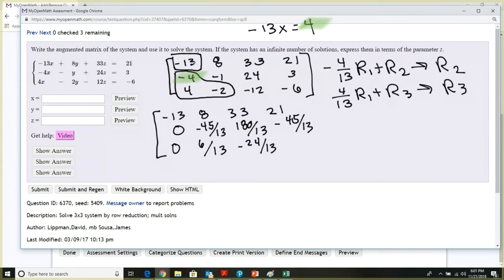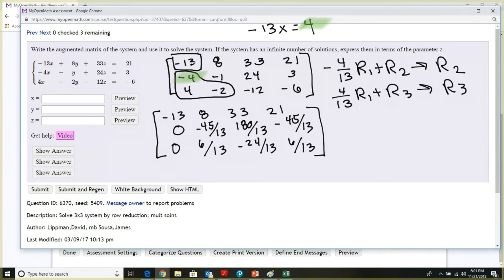And lastly, 4 over 13 times that 21, and I'm going to add that to the negative 6 in the last row. And that gives me a 6 over 13. Now notice both of those second rows are just big messes now. Why don't we just multiply them both by 13 so that they're not fractions anymore? I think that would make things look a lot better.